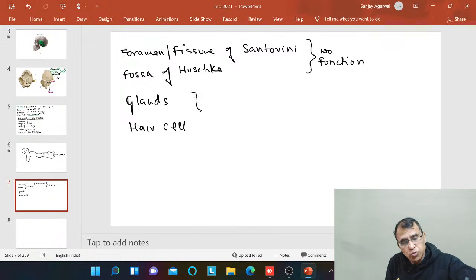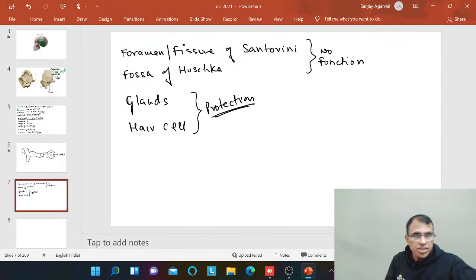But these two, they are not fancy names, but they have important function. And what is that function? Protection. They protect the canal. See, canal is open, right? It's open to the outside. The air goes in and out freely, and air has a lot of pathogens, dust and all that. So you need something to protect your canal. So that's the main thing that these two provide.